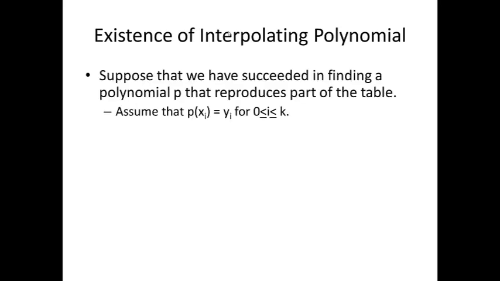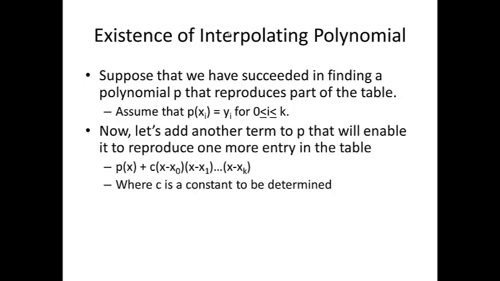Suppose that we have succeeded in finding a polynomial p that reproduces part of the table. Assume p of x_i is equal to y sub i for the first k values. Now, let's add another term to p that will enable it to reproduce one or more entries in the table: p of x plus c times (x minus x0)(x minus x1) all the way out to (x minus x sub k), and c is going to be our constant to be determined.